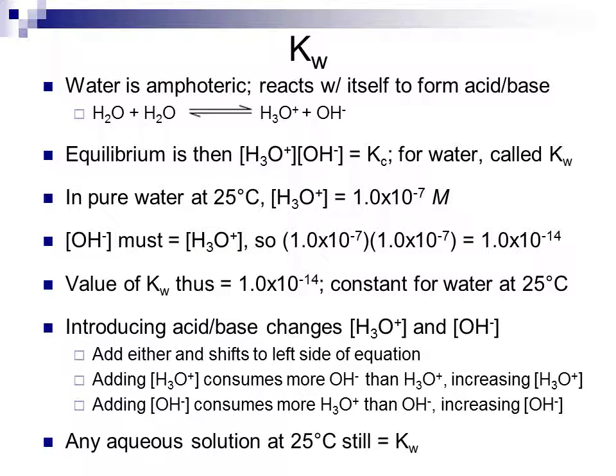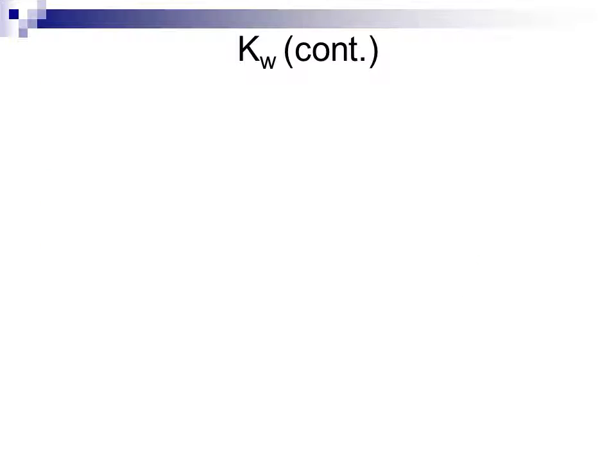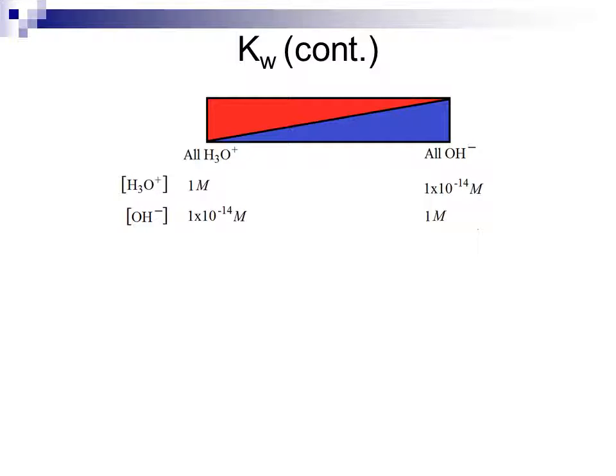Any aqueous solution, however, at 25 degrees Celsius will still have a ratio of H3O and OH minus that will be equal to the Kw at 25 degrees Celsius for a dilute solution. If we consider a system as a gradient between all hydroxide and all hydronium, for a solution that is all hydronium, we would have concentration of hydronium at 1 molar and concentration of hydroxide at 1 times 10 to the negative 14 molar. On the other side, we have all hydroxide, which would have a hydronium concentration of 1 times 10 to the negative 14 molar and a hydroxide concentration of 1 molar.